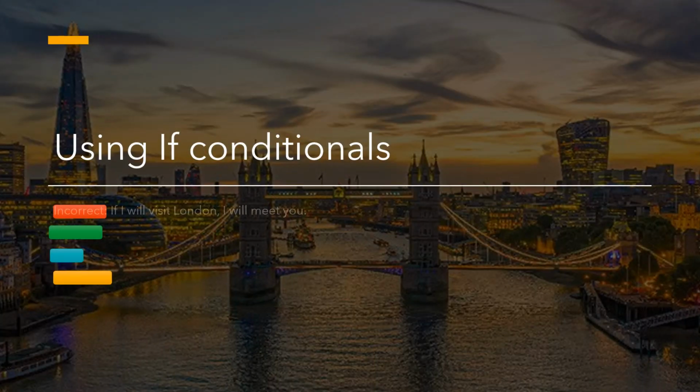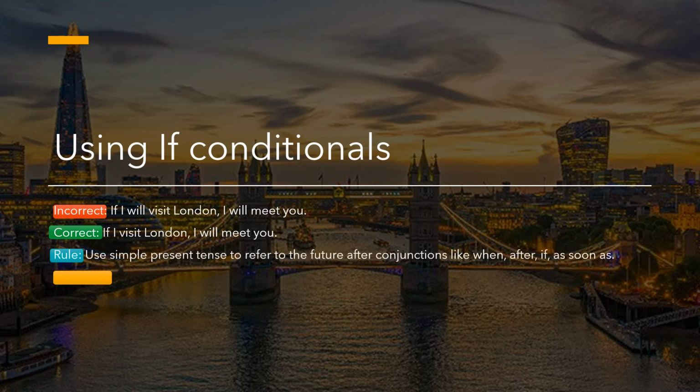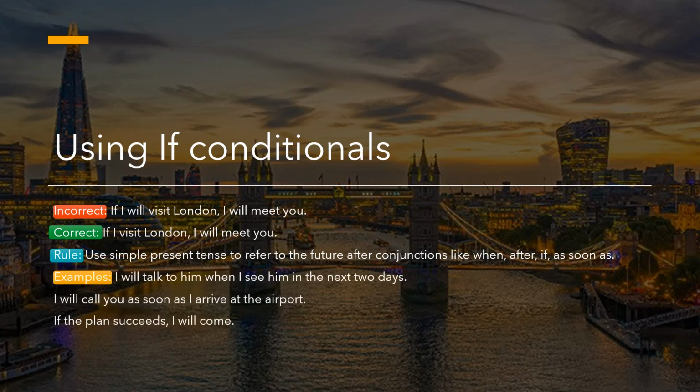Using if conditionals. If I visit London, I will meet you. Use simple present tense to refer to the future after conjunctions like when, after, if, as soon as. Example, I will talk to him when I see him in the next 2 days. I will call you as soon as I arrive at the airport. If the plan succeeds, I will come.